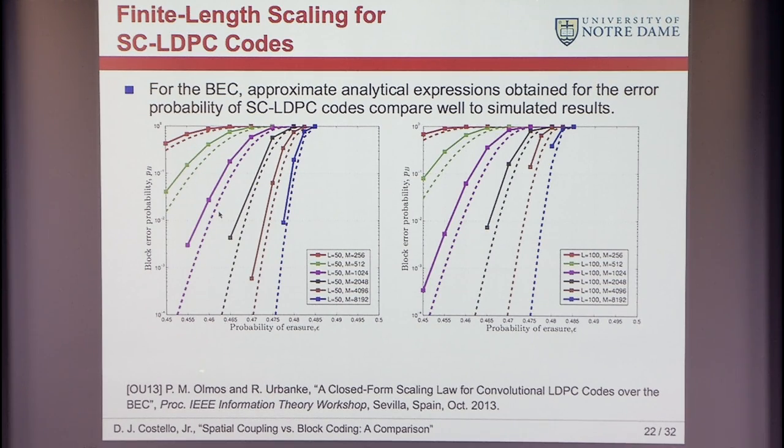Now, I won't say much about finite length scaling. This is just some results from Pablo and Rudy's paper, showing that the analysis does match simulations very well. I think Rudy talked about this comparison the other day in his brief presentation: the scaling behavior of spatially coupled codes compared to polar codes is better with regard to LDPC codes, which would just be block codes here. Not as good, but the comparison is uncertain, because the block code comparison is with threshold, and here we're comparing with capacity.